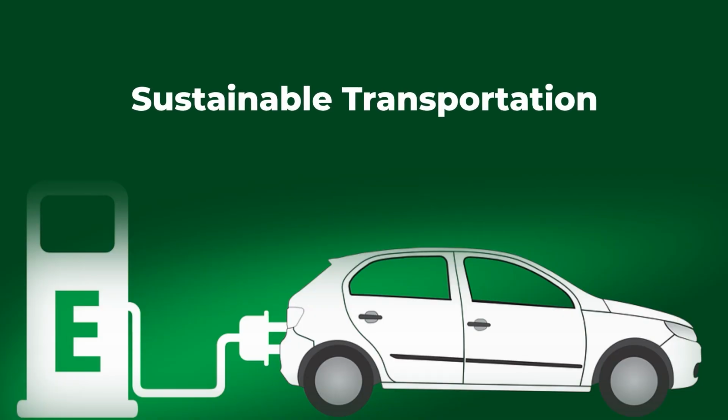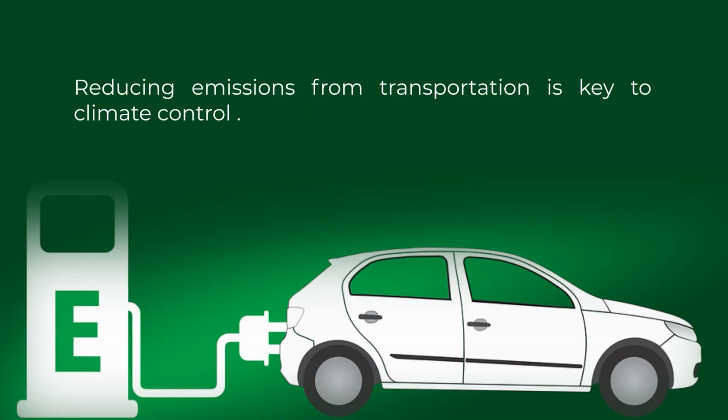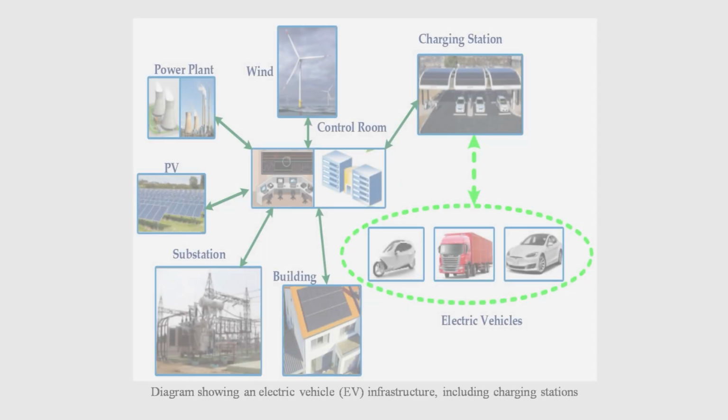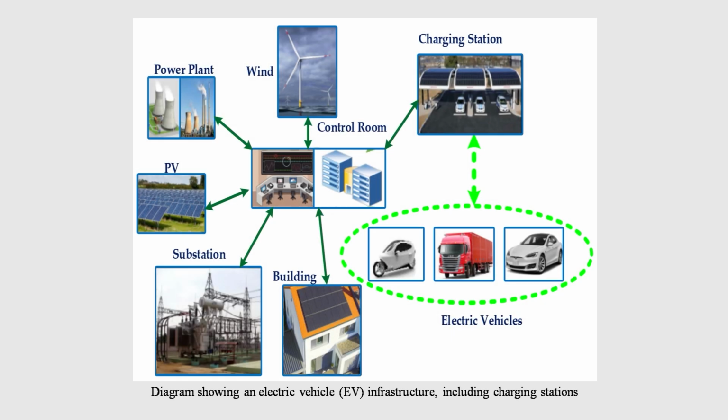Next is sustainable transportation. Reducing emissions from transportation is key to climate control. Strategies include promoting electrical vehicles, enhancing public transportation and developing bike-friendly infrastructure. As I told you, sustainable transportation is very important, because for day-to-day logistics, a lot of vehicles are used. So if we switch from conventional vehicles to electrical vehicles, the emissions can be reduced.